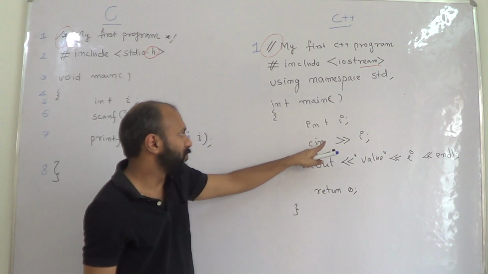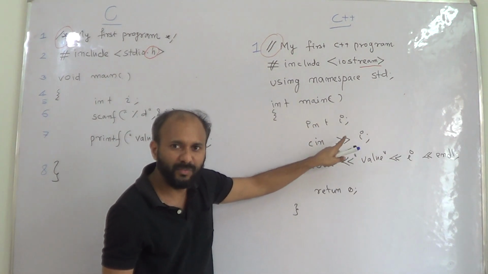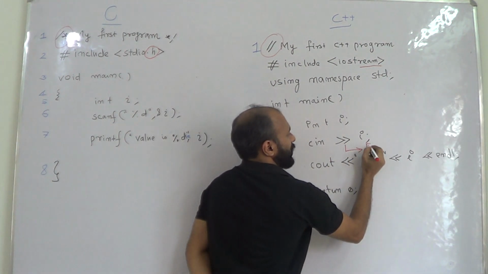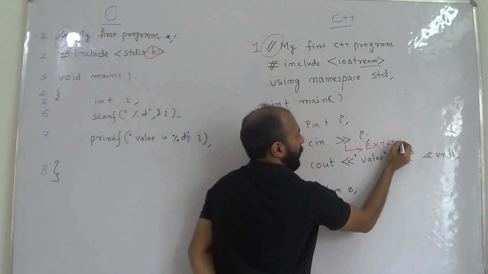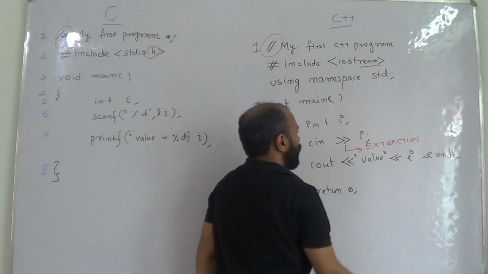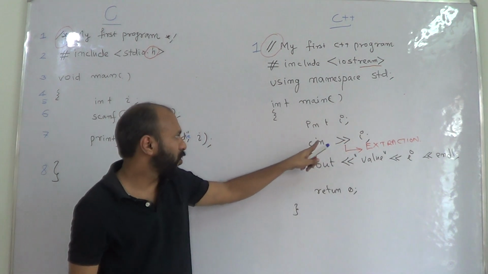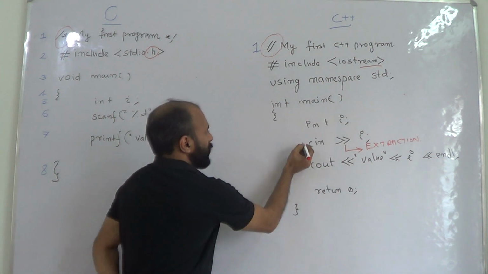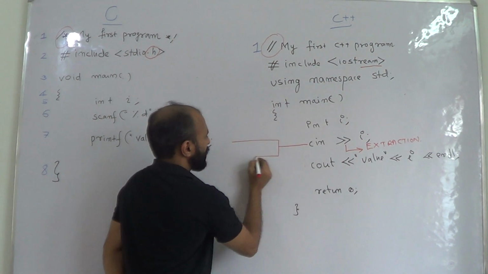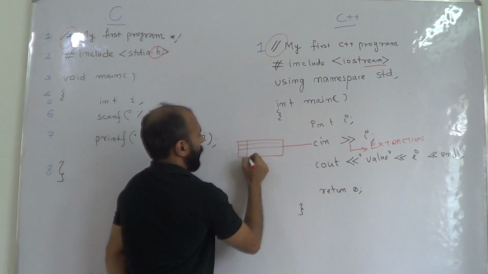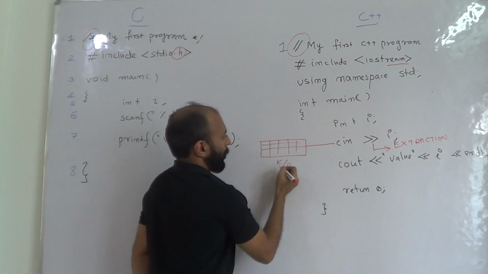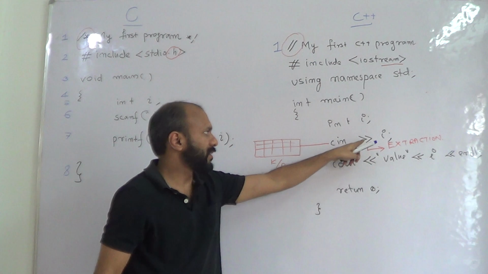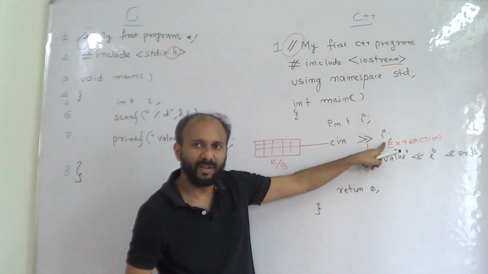Along with this cin object, we are using an operator. The name of this operator is extraction operator. You can use this extraction operator along with this cin object, then you can collect something from the user. This cin object is connected to your keyboard. Now whatever you are typing, with the help of this extraction operator, is getting collected to this variable.